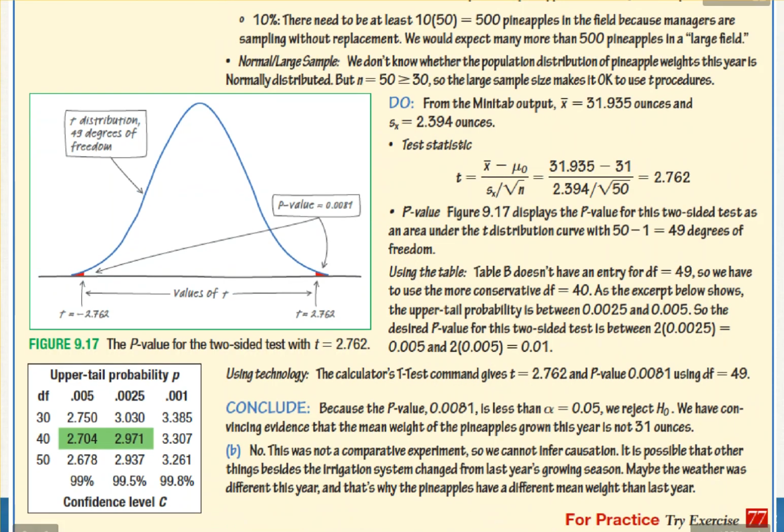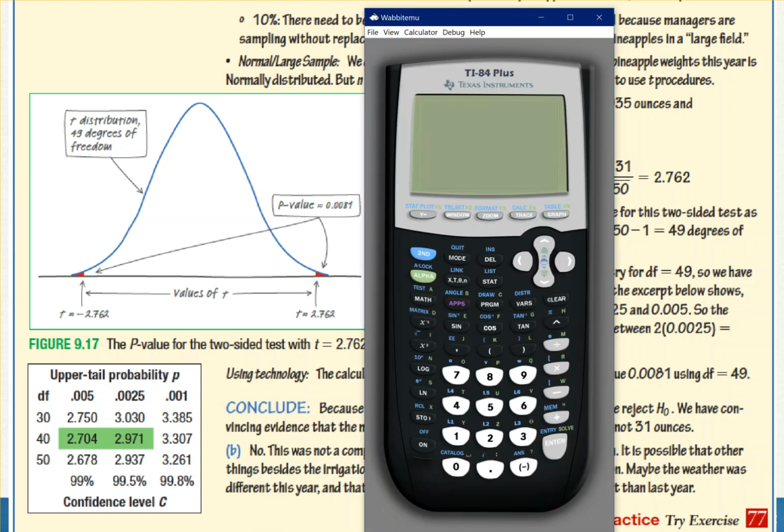And then we find the p-value using 49 degrees of freedom. Now again, if we're using the table, we have to use df equals 40 because there is no value for 49. Even though 49 is closer to 50, we have to go on the side of caution. But alternatively, we could use the calculator's t-test command, right?